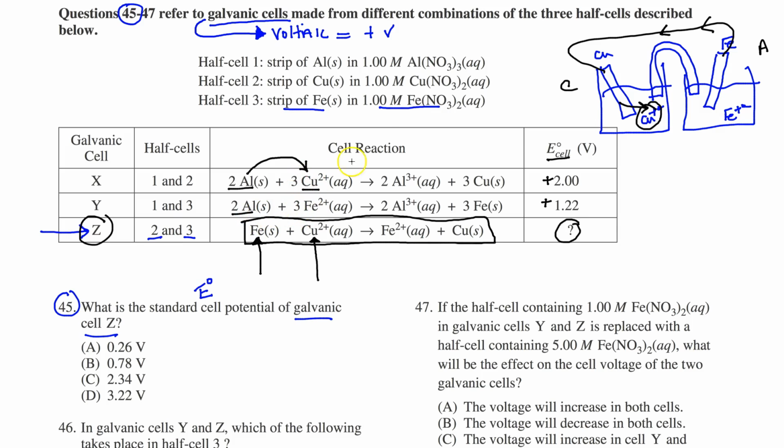Now, we notice when we change the oxidizing agent, the species that's undergoing reduction, that in this case is either going to be copper plus 2 or iron plus 2. When we change this system, this battery, notice the voltage drops, and that tells me that the iron plus 2 is not very good at pulling electrons.